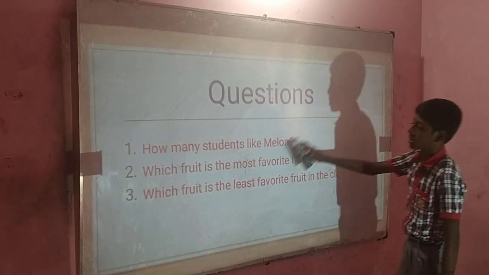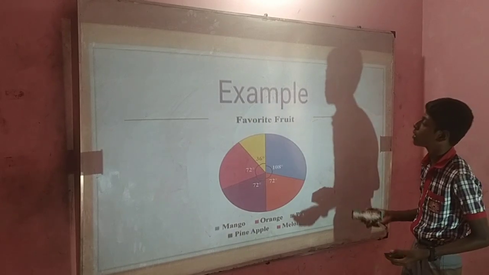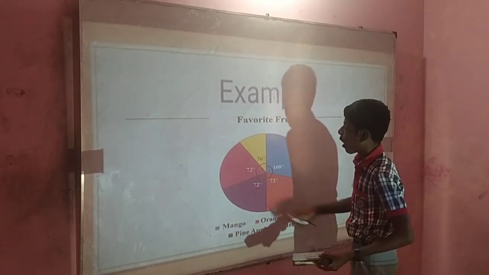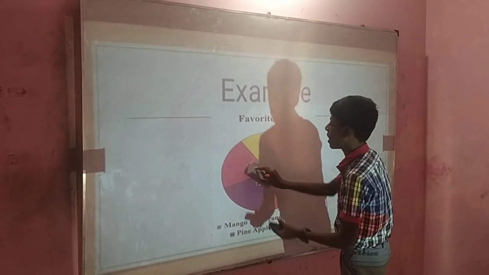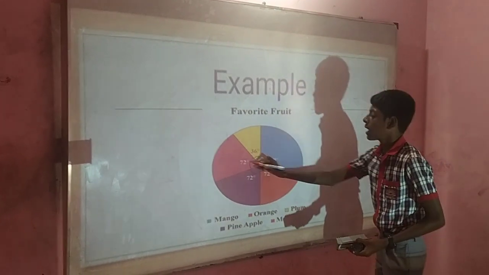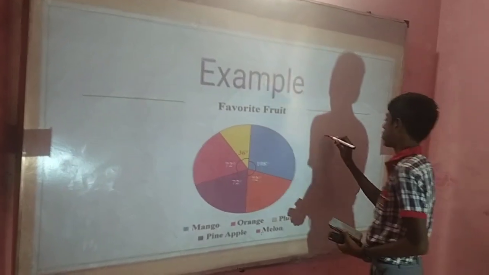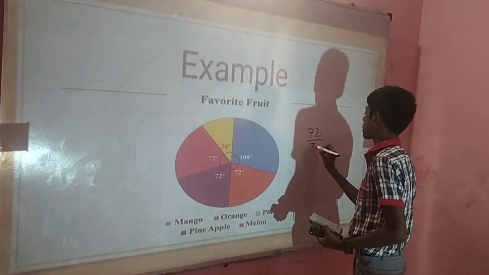So we are coming to questions. How many students like melon? In a pie chart, if we want to figure out how much data there is using the angles, then we have to use the formula, which means the central angle divided by 360. For example, in melon it is 72 degrees. So it is 72 by 360.